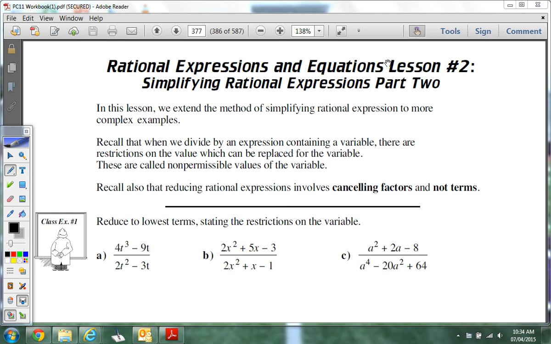Unit 4, Lesson 2, Simplifying Rational Expressions, Part 2. In this lesson, we'll extend the method of simplifying rational expressions to more complex examples, so just a little bit more difficult in terms of harder factoring. We've got to use decomp maybe, stuff like that.